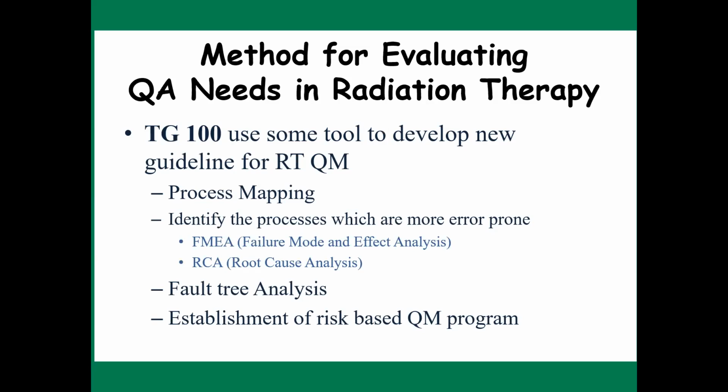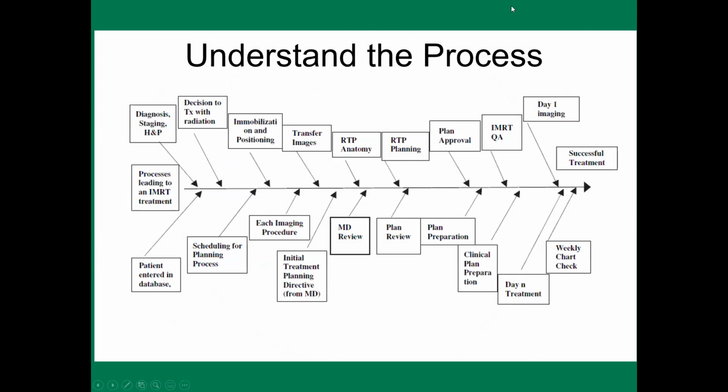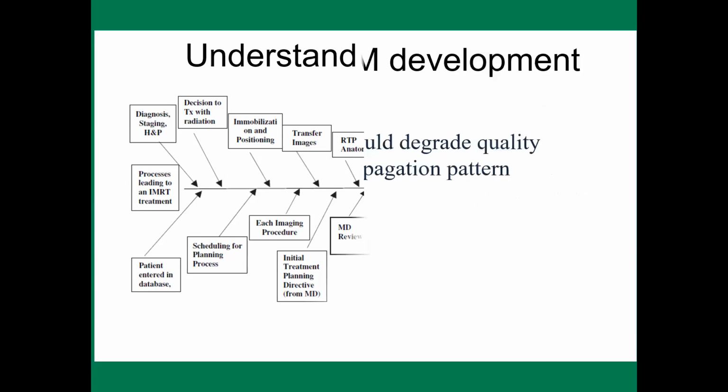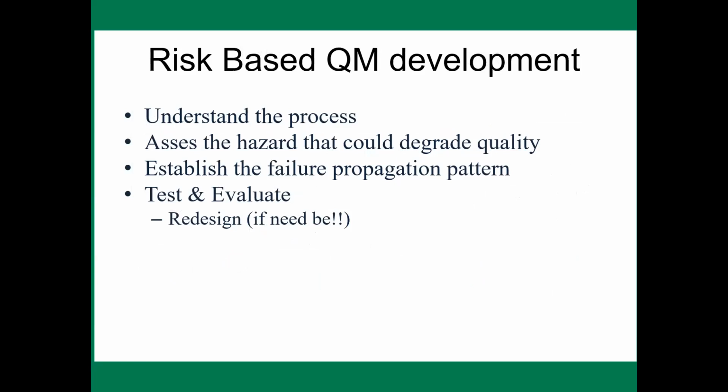Process mapping identifies the processes which are more error prone. And these are the things we can adopt. The fault tree analysis, establishment of a risk-based QA program. So one has to understand this process. This is the flow of the patient: how the patient started with diagnosis, staging, and then IMRT planning, entered into databases, and ended with successful treatment. But during this process, these essential checks are really important for patient management. So understand the process.